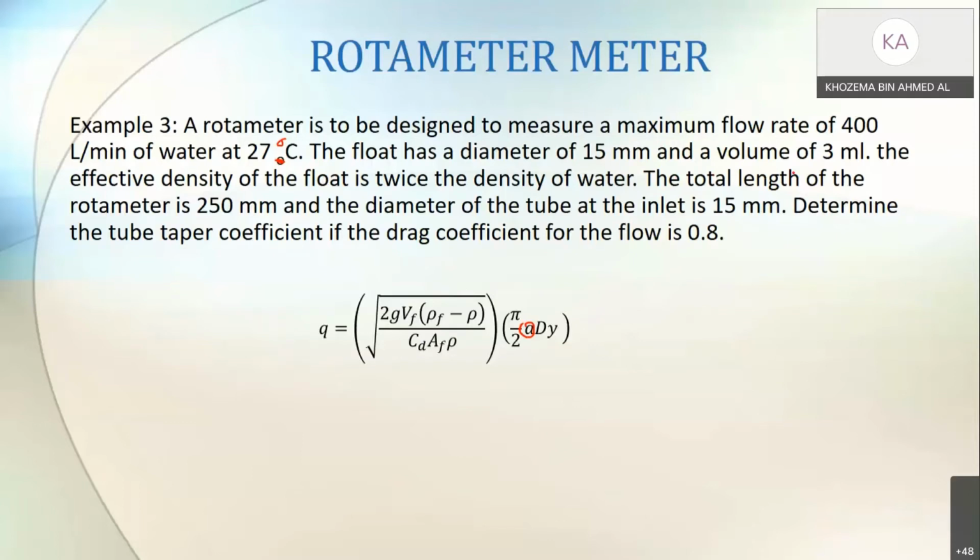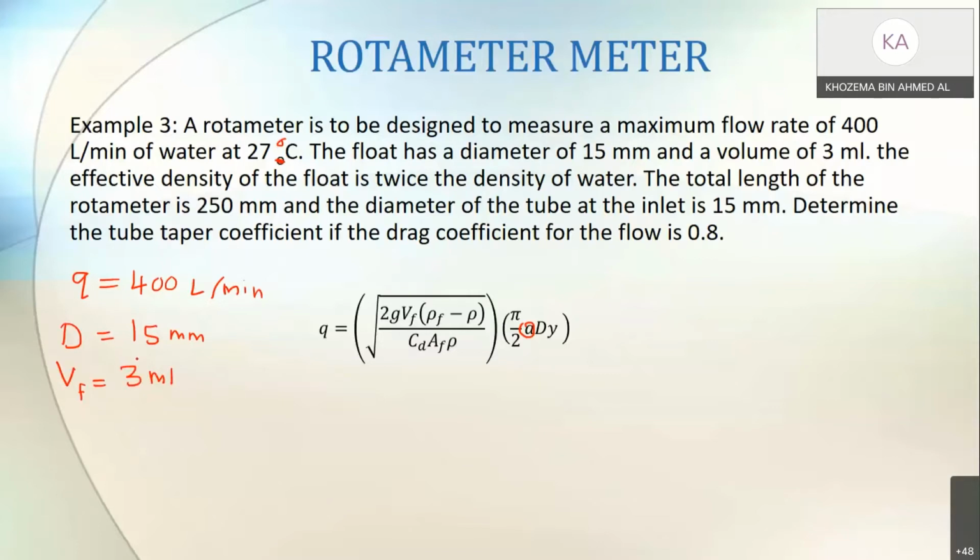So let us see what information is given to us. We are given the information of Q. Again, a good practice is always to write all the information that you have. 400 liter per minute. Mind the unit, it's liter per minute. And then we have the diameter of the float, so we can say D is equal to 15 mm. And then we have the volume of the float, so VF is equal to 3 ml. Again, mind the unit.